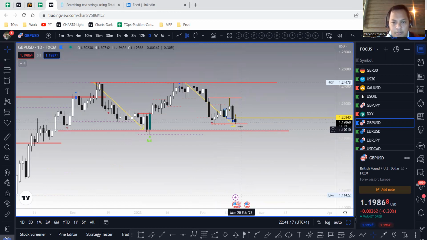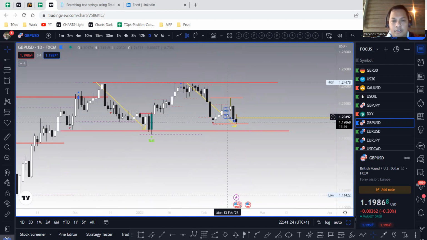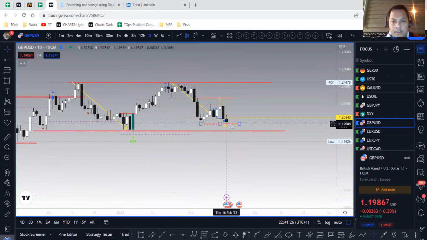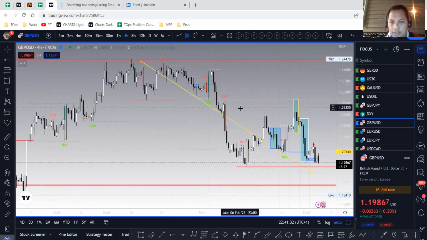Baka pwede itong mag-bounce sa support area na to. So, the key point here is that downtrending itong leg na yan. So, magpunta tayo sa 4 hours, klarong-klaro na downtrend. So, downtrend trade yung gagawin natin.